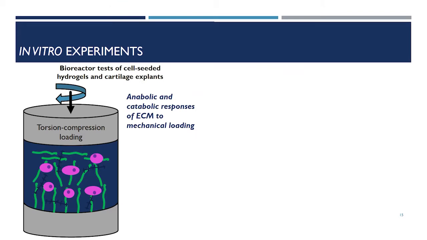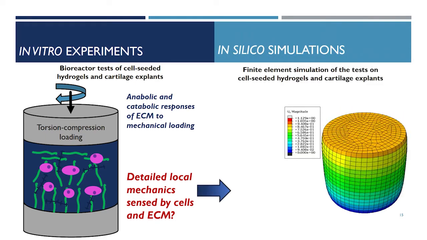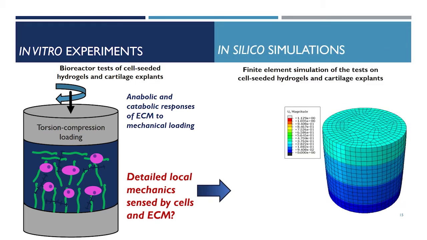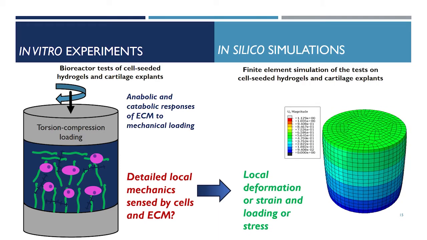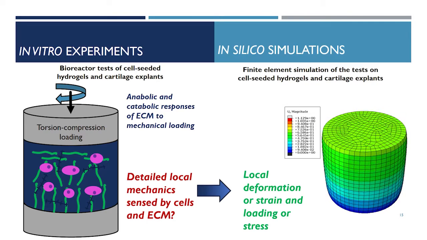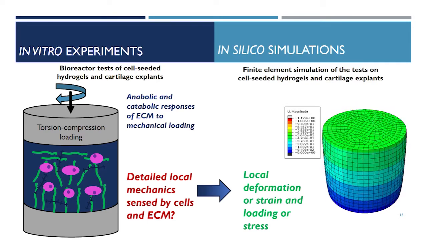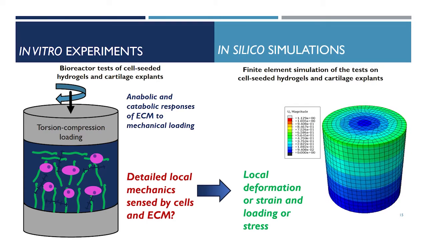Although these analyses provide us insight in how altering the mechanical loading affects the cell responses, they do not relate them to the local mechanical environment of the cells in the hydrogel or explant. In order to understand this, we need to relate the applied mechanical loading to the local deformation or strains and local loading or stresses in the hydrogel and explants using in silico simulation.